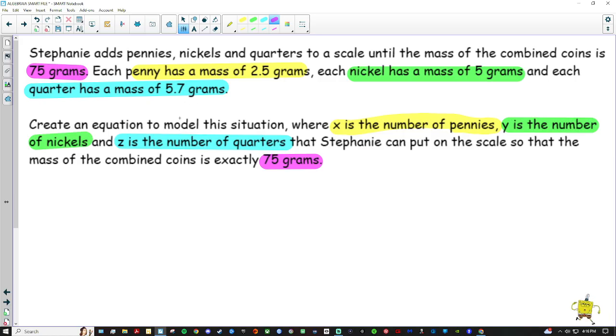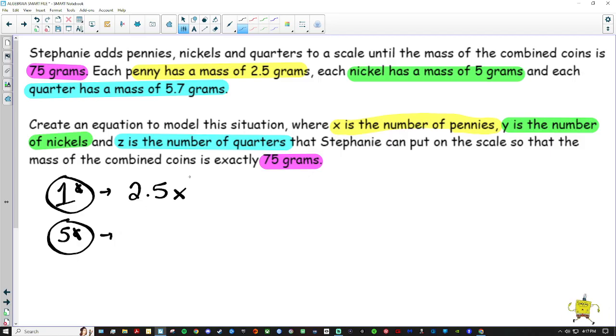We need to turn this information into an equation. We can do it part by part. So starting with our pennies, I'm going to call them our 1 cents. We're going to have 2.5 grams for every penny X. So 2.5X. Our nickels are 5 cents. Our nickels are 5 grams.